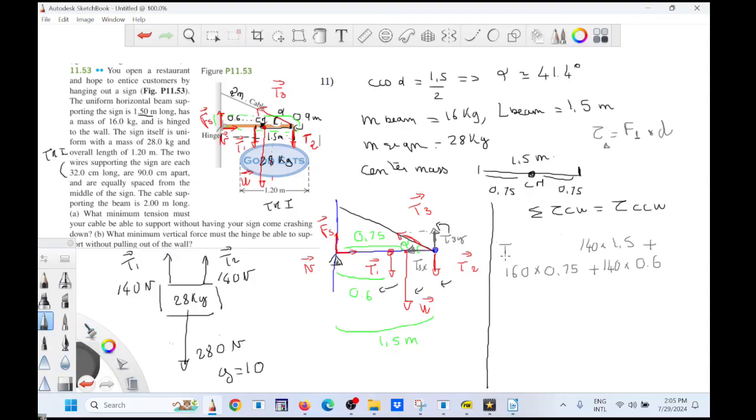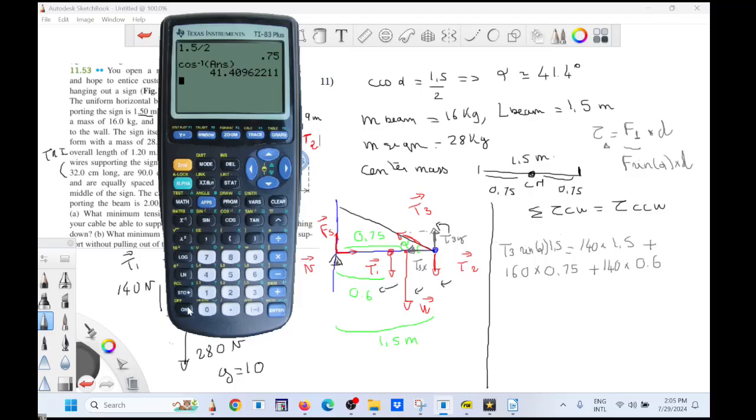So T3 sine alpha, and then you have 1.5, because that will be F sine, in that case, times D. So that's the component perpendicular, but I forgot the distance. So now you can solve for T3.